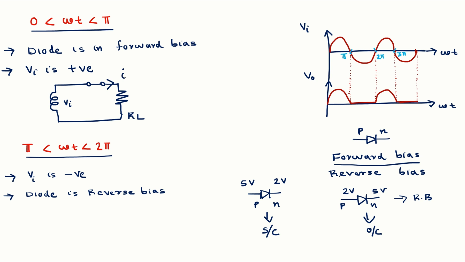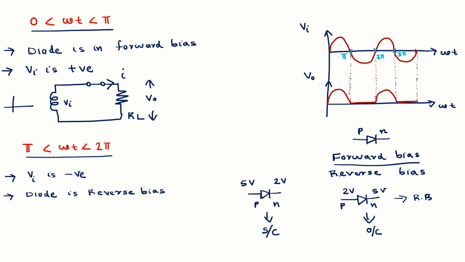That current creates a voltage drop across the load resistor. A voltage is created across the load resistor. Then what is the shape of this input voltage Vi? The shape of the input voltage Vi is a sinusoidal waveform.